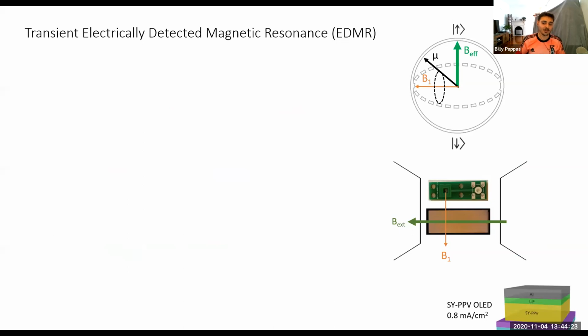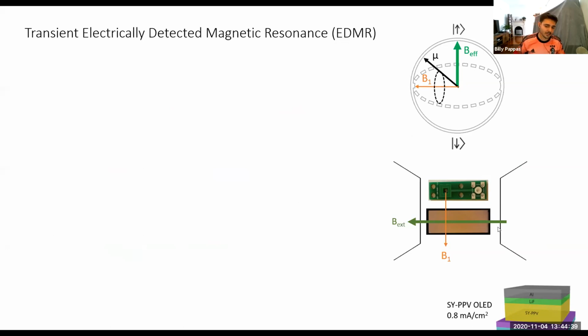So we start off with our measurement, and we start off with electrically detected magnetic resonance. So that was that second form of measurement I just discussed. We have our OLED over here pictured under a microscope. That's the structure. So it's a prototypical OLED, super yellow PPV.